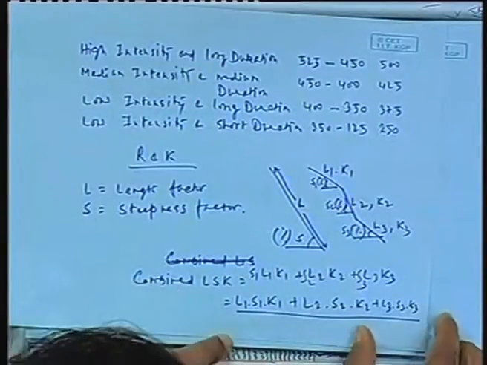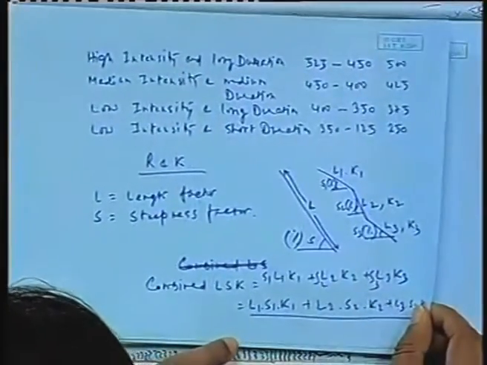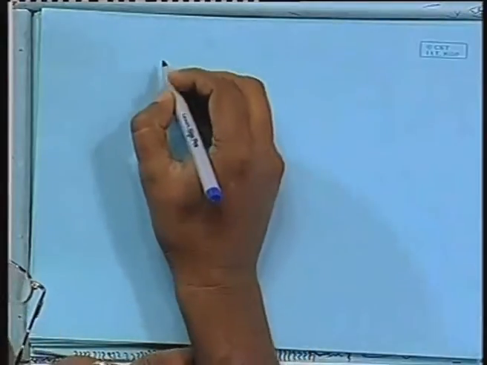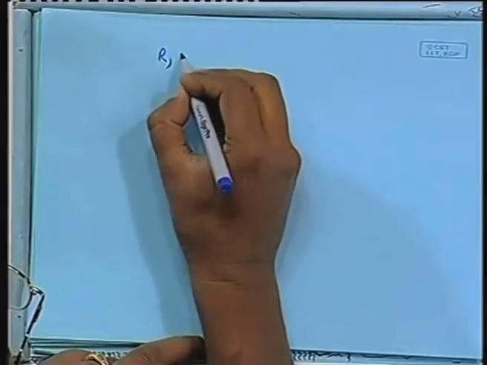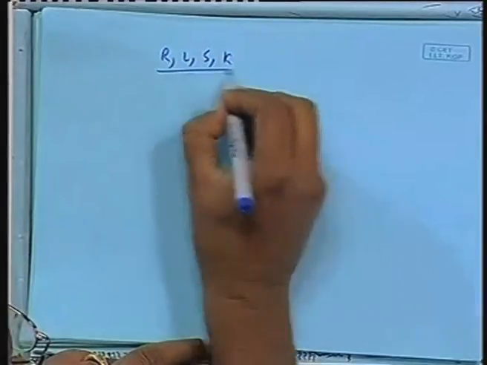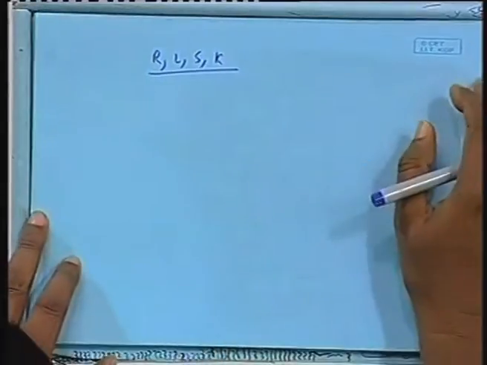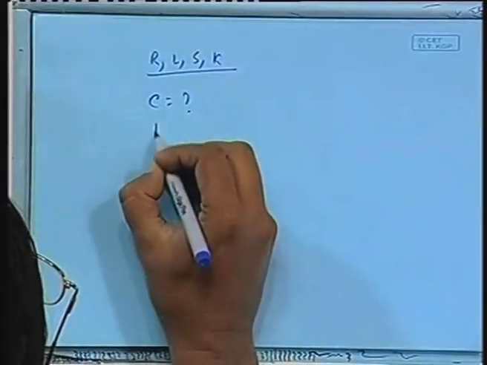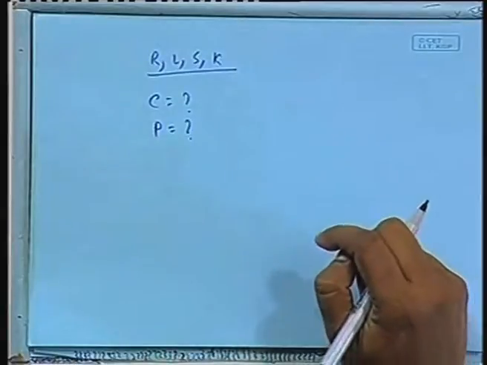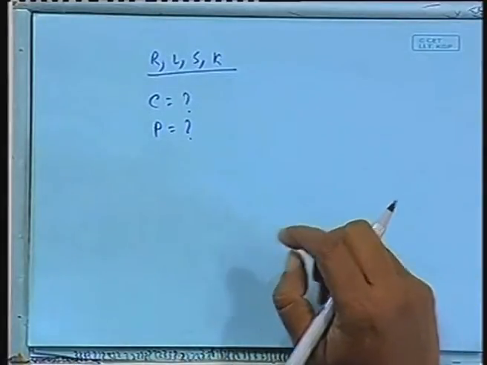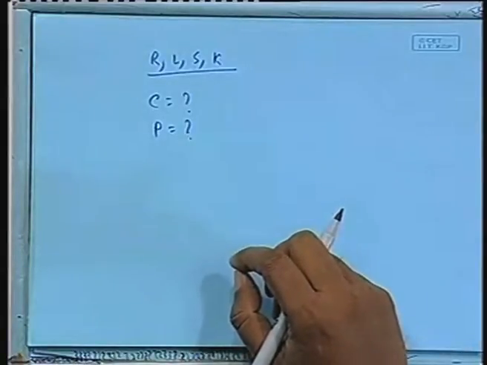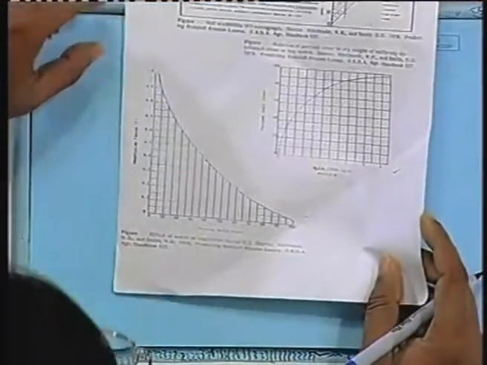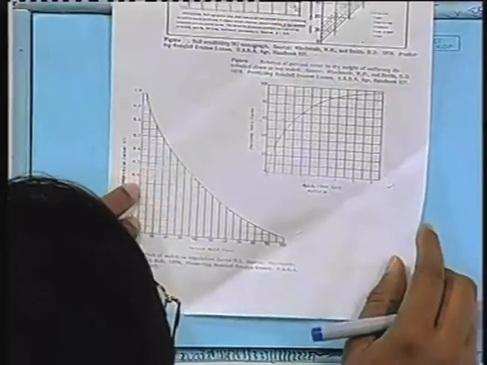So by now we have found four factors, R, L, S and K, and their combined effect. There are two more things to find out: what is C and what is P. Without going into much of the other things about LSCP, let us take the first part, the CP. Let us see this plot here.